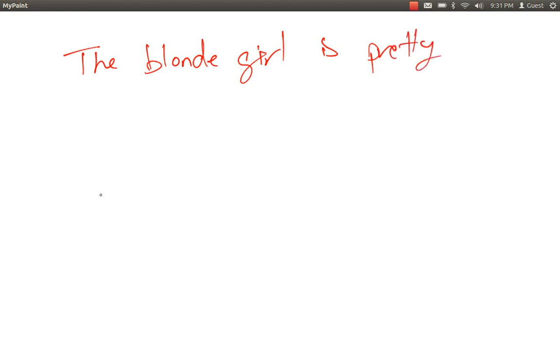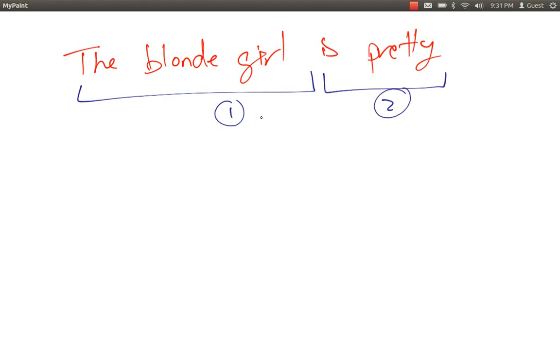Also, in our previous lesson, we said the girl is pretty, right? So let's say the blonde girl is pretty. How do you say that in Arabic? Well, let's take it apart first. This is the first part. This is the second part. Translate the first one. What is the word for girl in Arabic? Just one girl. That would be فتاة.